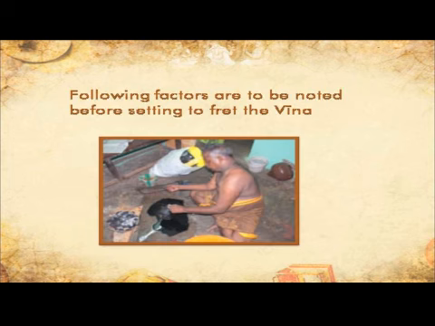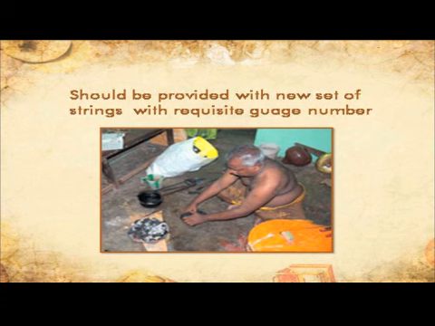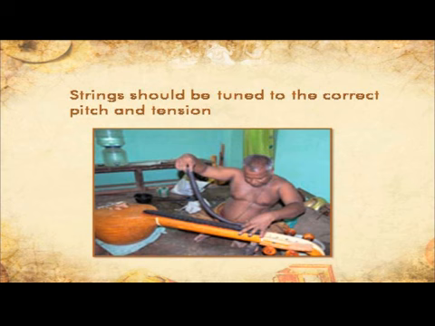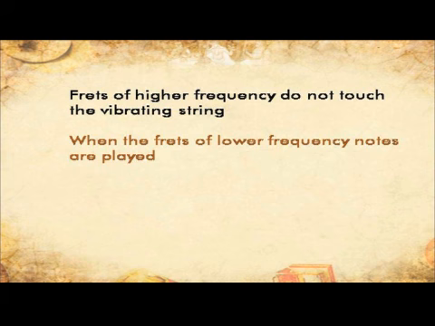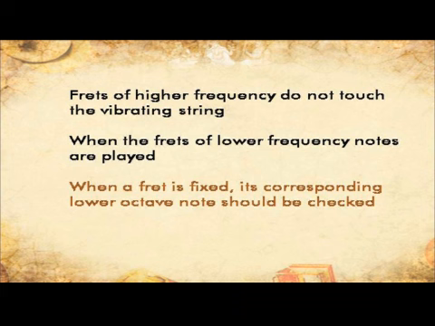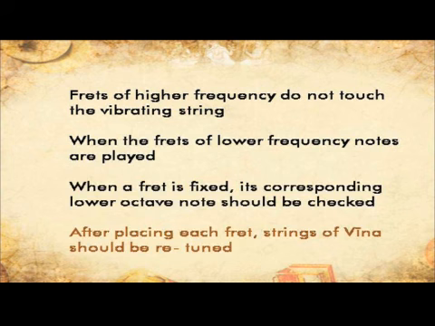The following important factors are also to be noted before setting to fret the veena. The veena should be provided with a new set of strings with requisite gauge number. They should be tuned to the correct pitch and tension. The gradual slope of wax should be examined so that the frets of higher frequency notes do not touch the vibrating string when the frets of the lower frequency notes are played. When a fret is fixed, its corresponding lower octave note should be checked. After each fret is placed, strings of the veena should be retuned.